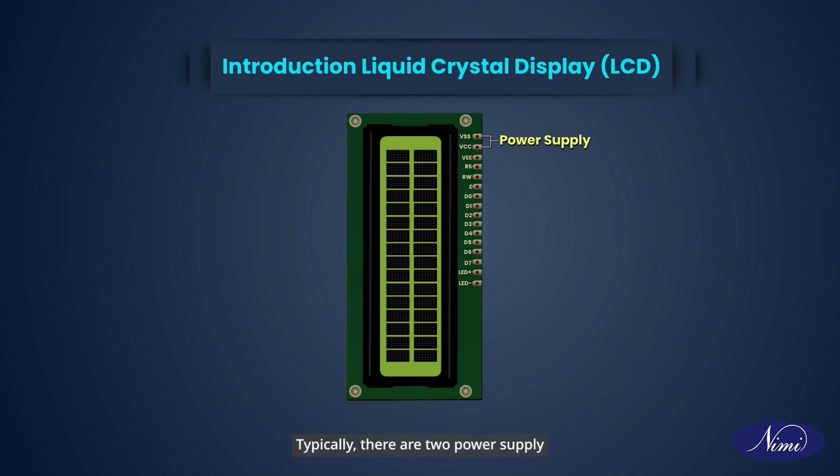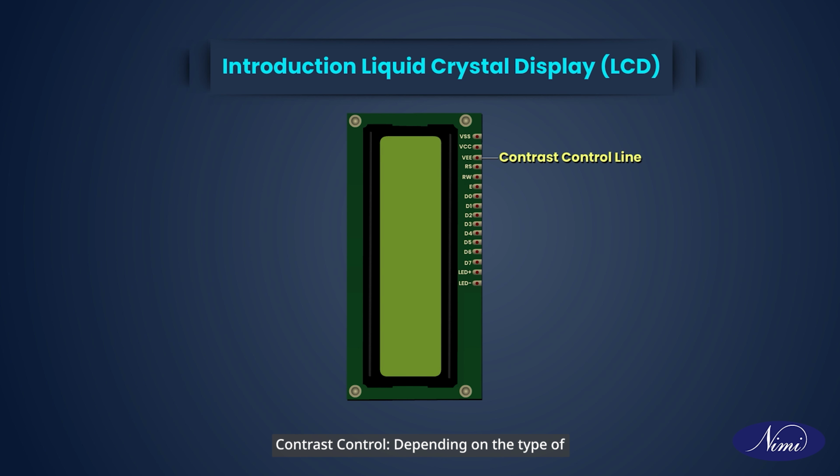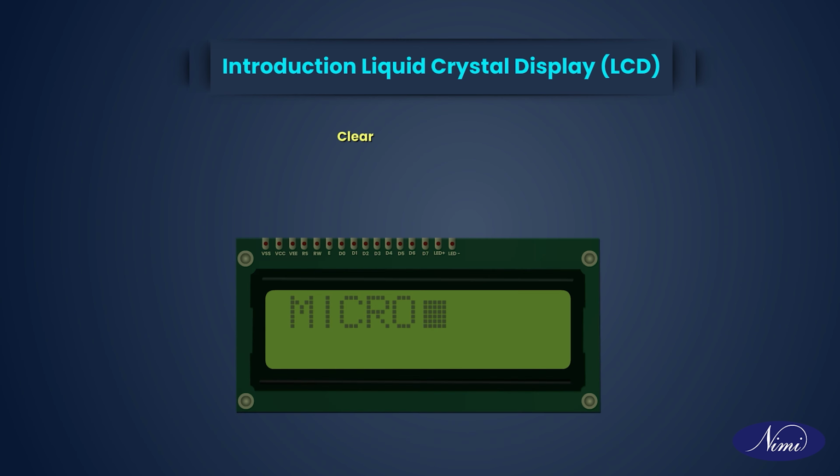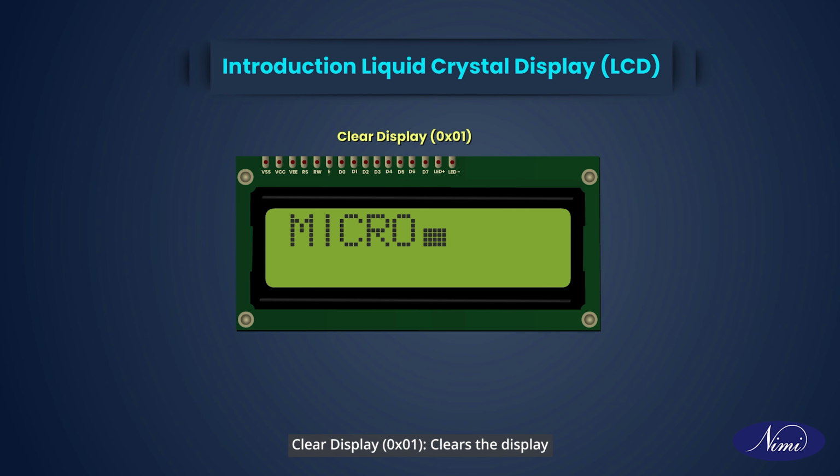Typically, there are two power supply lines, VCC and GND. VCC supplies the required operating voltage to the LCD, usually plus 5 volt. GND serves as the reference point for electrical potential. Contrast control. Depending on the type of LCD, a contrast control pin may be present to adjust the contrast of the display. Clear display 0x01 clears the display and returns the cursor to the home position.